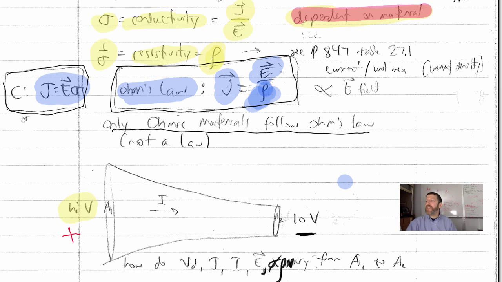And what I've got is an interestingly shaped tube or conducting wire here. It's got two areas. It's got A1 over here. It's got A2 over here. Here's my question to you. How do the drift velocity, the current density, the current, the electric field, and the resistivity vary as I go from here to there? So we're going to ask all these one at a time. How do each of these change?